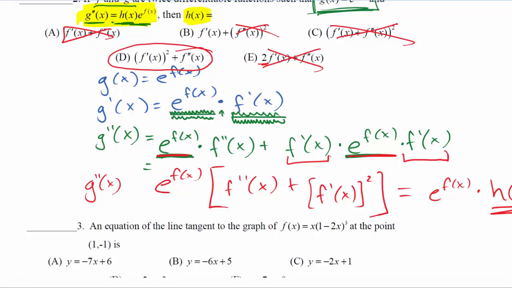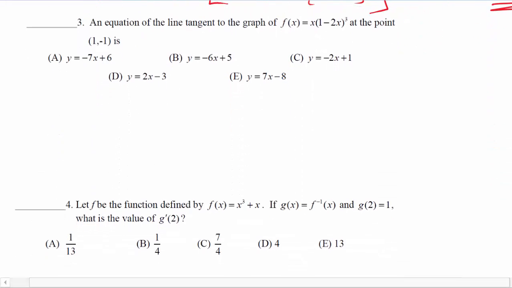Okay, moving on to number 3. Also, no calculator question. An equation of the line tangent to the graph of x times 1 minus 2x quantity cubed at the point 1 comma negative 1 is, okay, so this is not that difficult. What do I need for the equation of a tangent line? I need the slope, which is always going to be f prime of x, and I need a point, but they already gave me that point, 1 comma negative 1.